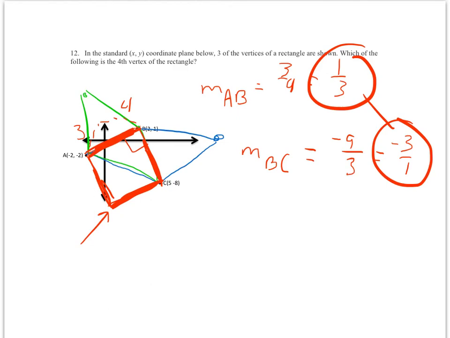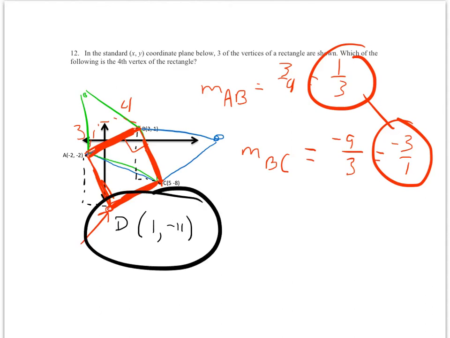We just got to find the coordinates of this point down here. If we use slope again, to get from point B to point C, we went down 9 and to the right 3. For this line, for line AD, we'll say, to be parallel to that, we have to go down 9 and to the right 3. If you go to the right 3 of -2, you get +1. If you go down 9 from -2, you're going to get -11. So that point would be 1, negative 11. It's the fourth point of that rectangle.